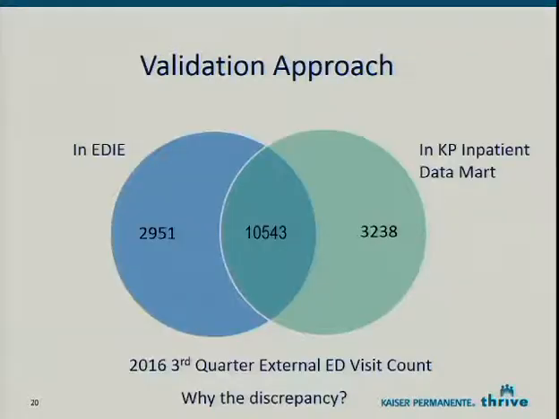So the first thing we did is we had to validate EDIE against our existing data sources. We looked at how much data is actually in the EDIE system, how much we are still missing, and how reliable it is. So we validated during the third quarter, and what we found is there were roughly 10,500 encounters in EDIE that were also in our existing inpatient data mart. There were about 2,900 that were only in EDIE and not in our data mart, and these would be folks for whom, for various reasons, the membership status was not appropriate.